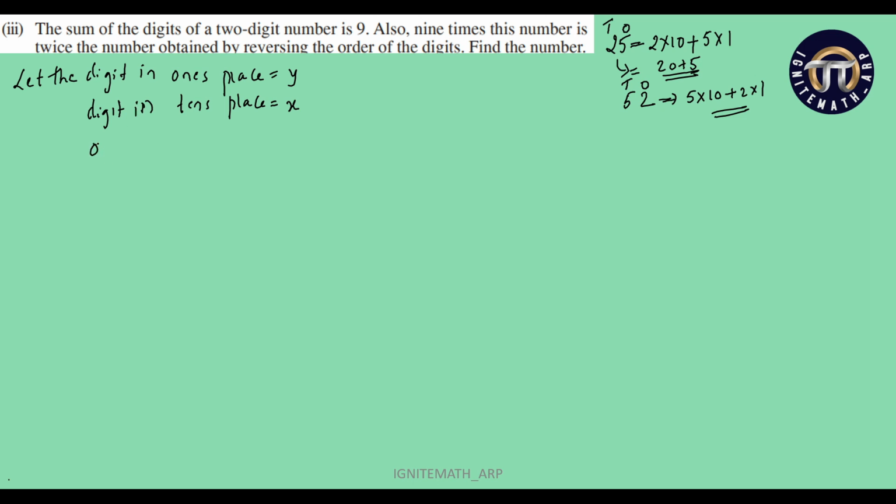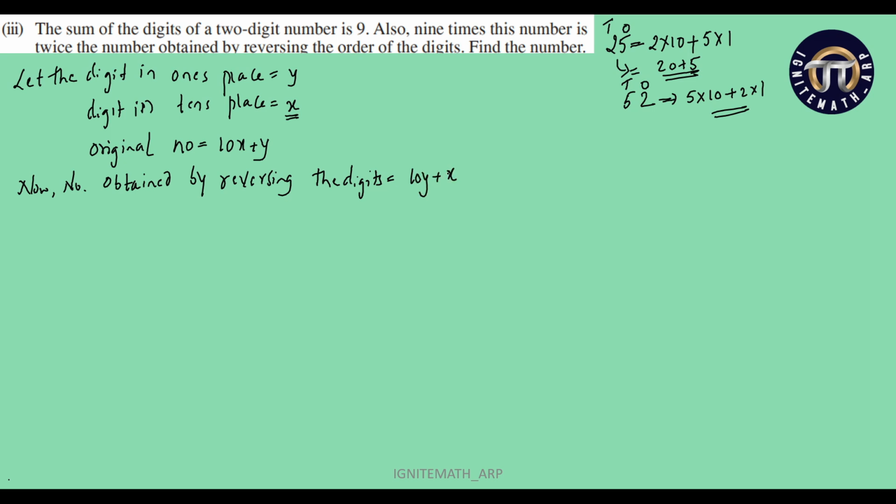Therefore, what is the original number? The original number is equal to 10x plus y, since the tens digit is x. Now the number obtained by reversing the digits is equal to 10y plus x. This is the original number, and this is the number you obtained after reversing the digits.